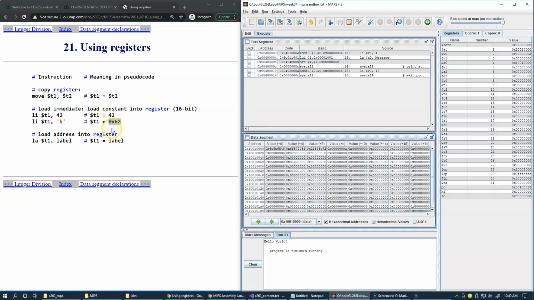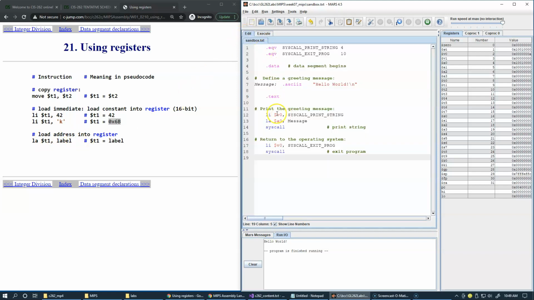When you need to get access to values stored in the data segment, you can use the load address instruction. In our Hello World example here, we placed a label in front of this directive that reserves characters in the data segment, and when we needed to print the message, what we do is that we use the load address instruction to retrieve the address associated with this label and load it into the register that we want.